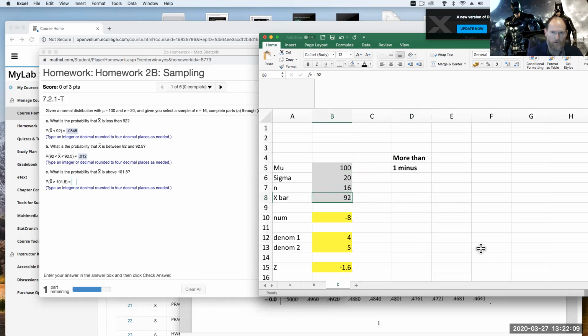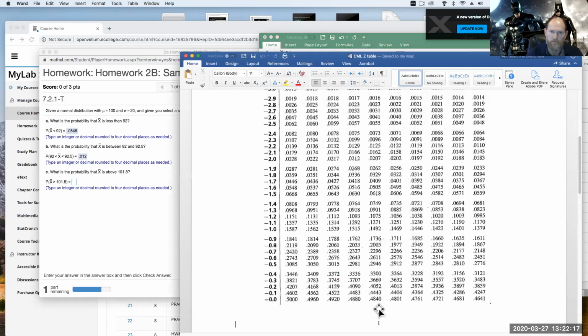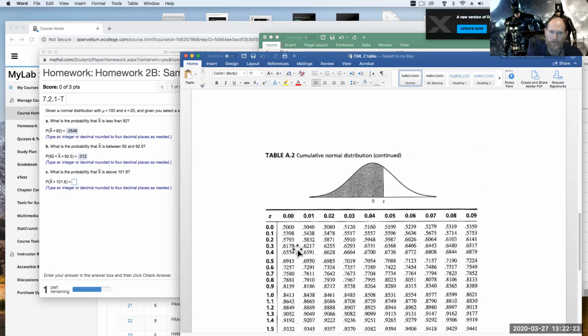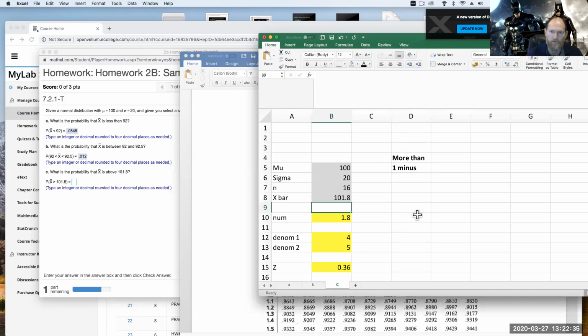So we're just going to enter 101.8. That goes down to z-score 0.36. Go here to my handy dandy Z table. All right. Go down here to 0.3. Walk on over here to 0.06, 0.6406. Remember, that's not the answer.